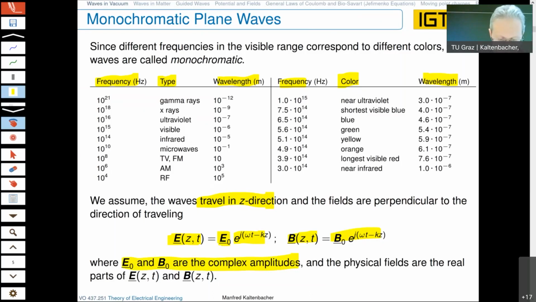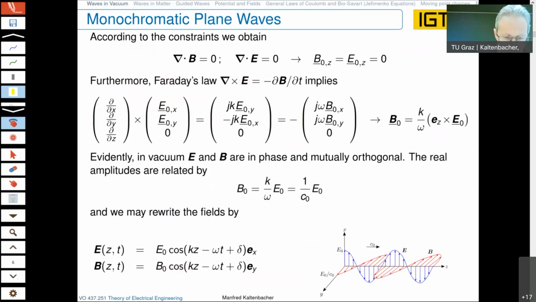Now, if we put this into these two equations, which we call a little bit the constraint equations, because we know that the divergence of B has to be 0 and the divergence of E has to be 0, then what we get out is that they have no z component. So this B naught and E naught have no z component. Why?